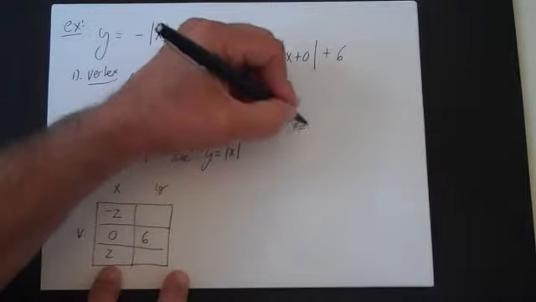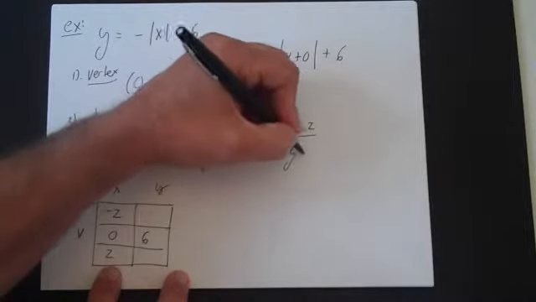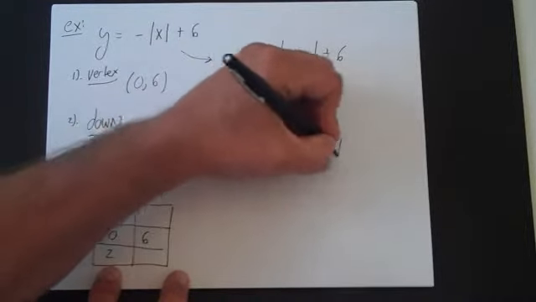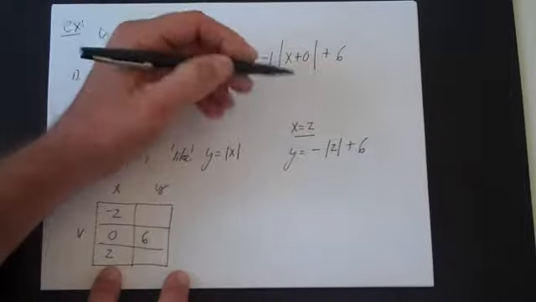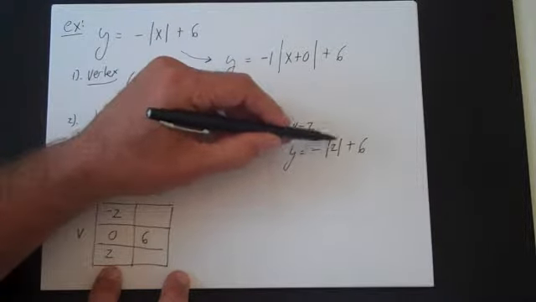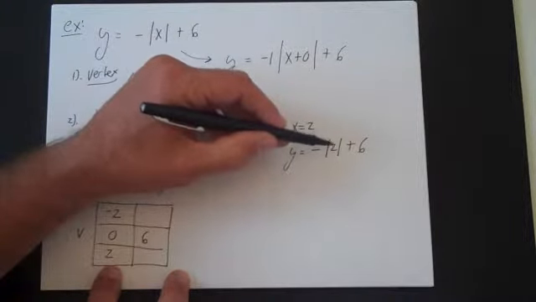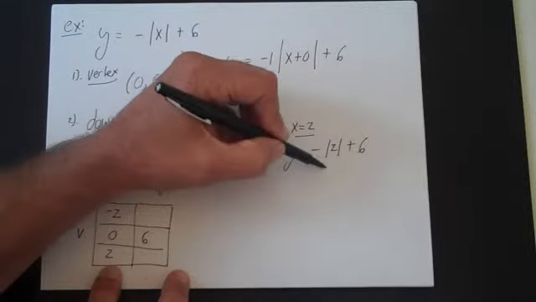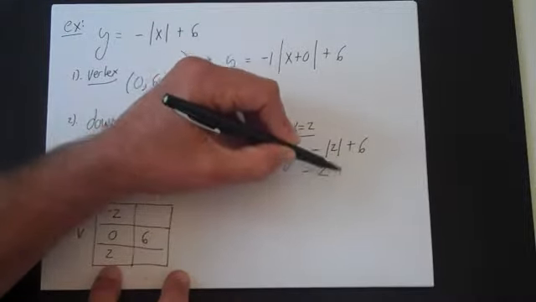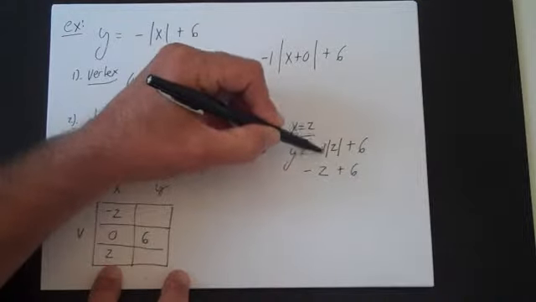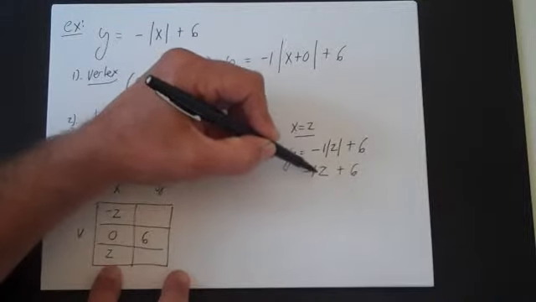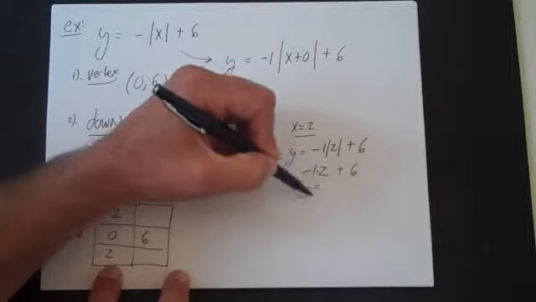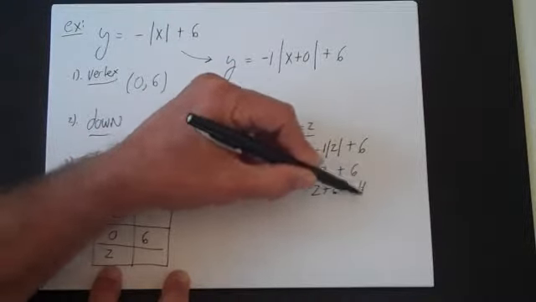Let's plug in x equals 2 first. And you get y is equal to minus absolute value of 2 plus 6. Remember, you do what's inside the absolute value first, so that's 2, and then you take the absolute value, so that's a positive 2. Remember, this is a minus 1, so literally that's minus 1 times a positive 2, so that's minus 2 plus 6, or 4.